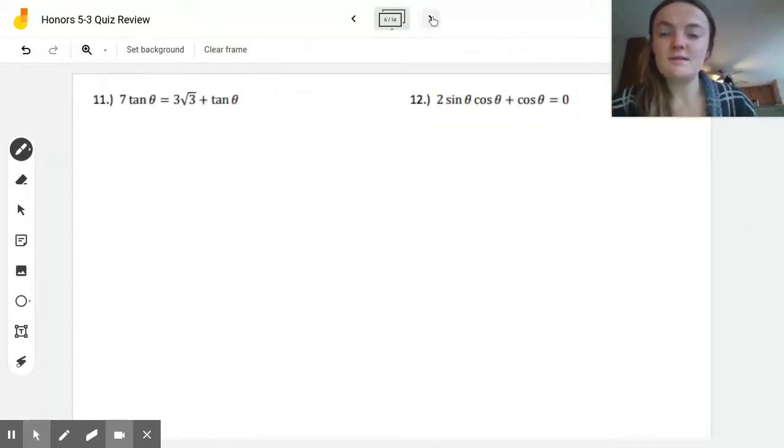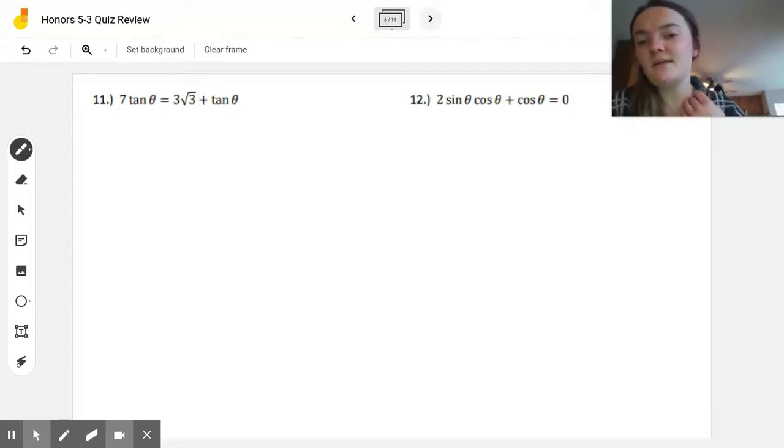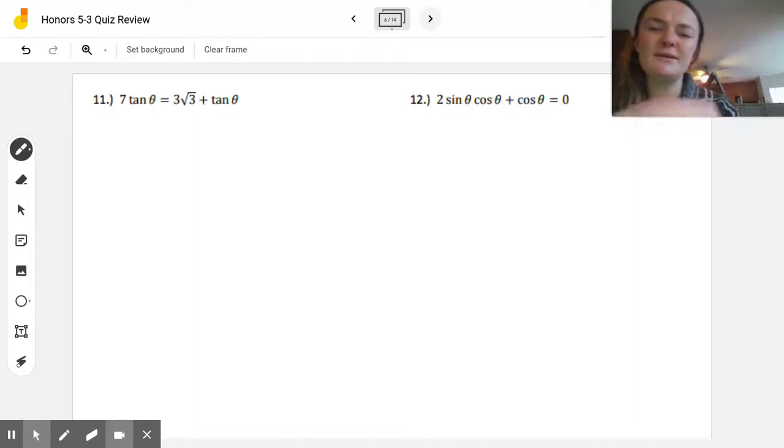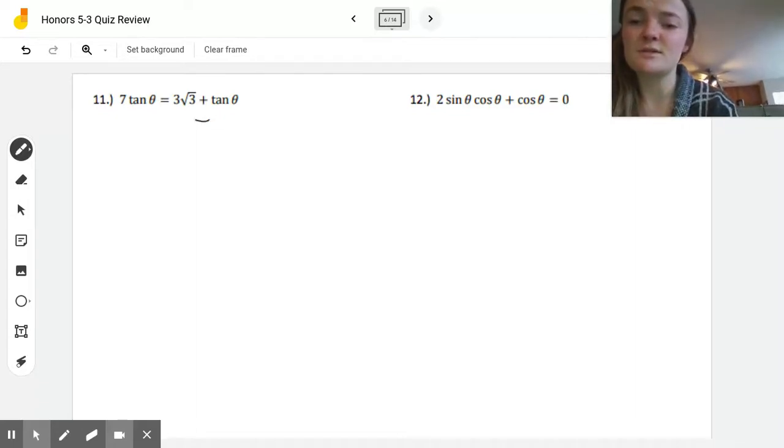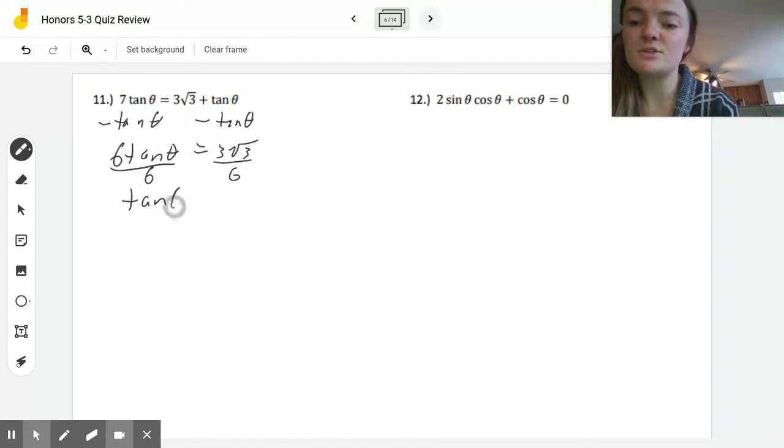All right, so the next question, 7 tangent of theta is equal to 3 radical 3 plus tangent of theta. I would go ahead and combine like terms on this one. So I'm going to subtract tangent of theta on both sides. So I get 6 tangent of theta is equal to 3 radical 3. Divide by 6, divide by 6. And so what I want to know is when does tangent of theta equal radical 3 over 2.